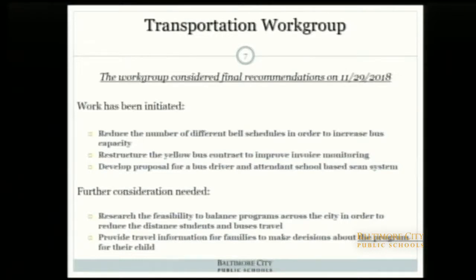So we thought a way to get information to families is for them to consider where we live, where the programs are, and what the distance is before they make a decision, rather than realizing afterward, wow, that's quite a long time for my child to be on the bus. It's to try to get that information to them beforehand. And that's what that one initiative is. So those bottom two we want to look at too for further consideration.